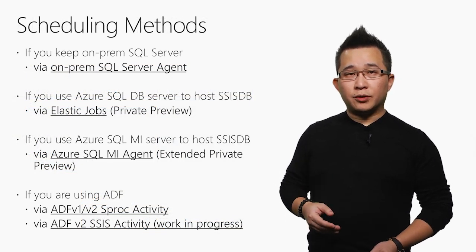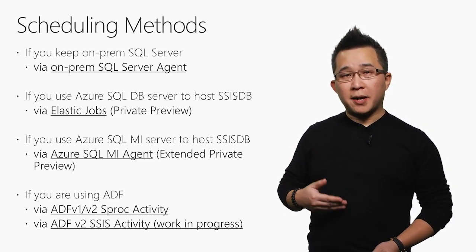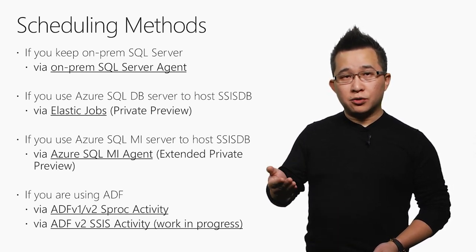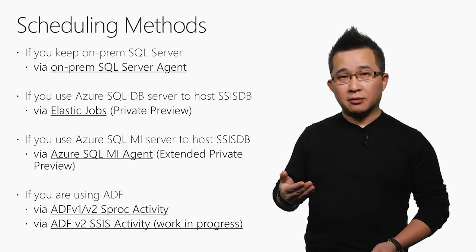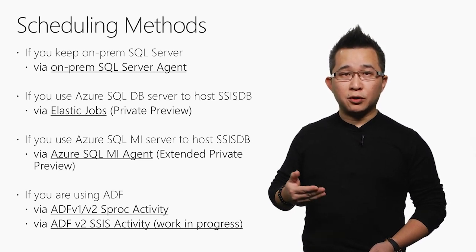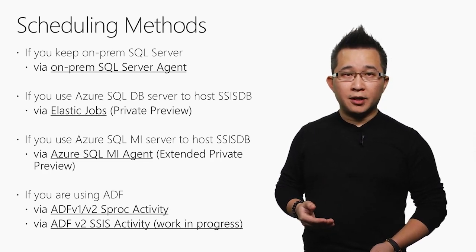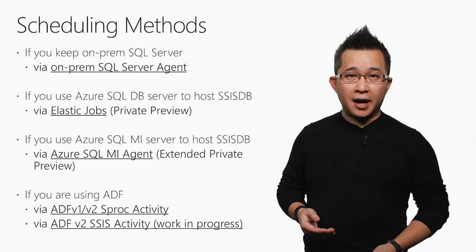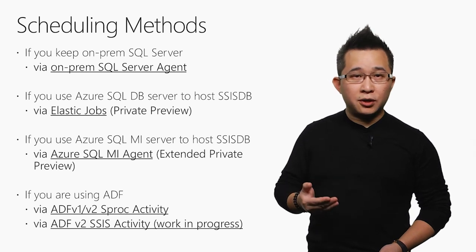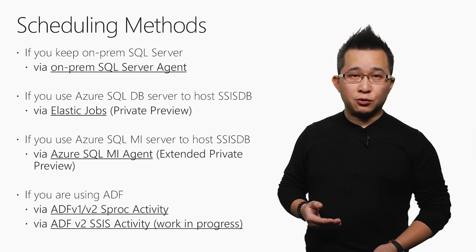Now, the last thing you want to do is to schedule the execution. There are different ways you can schedule it, depending on how you set up. If you're an on-premises SQL Server user, you can use the on-premises SQL Server Agent, just like you do today. If you are an Azure SQL DB user and you are using Azure SQL DB to host the SSISDB, you can use Elastic Job to do so. If you are an Azure SQL MI customer using an MI server to host the SSISDB, you can use the Azure SQL MI Agent to schedule your execution.